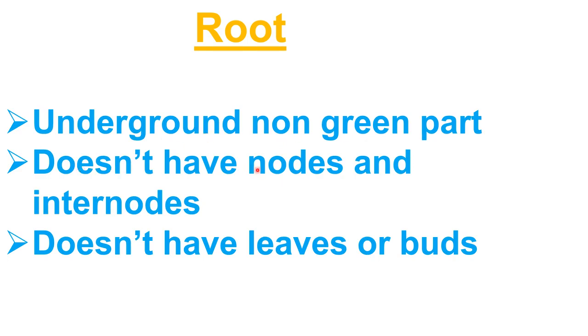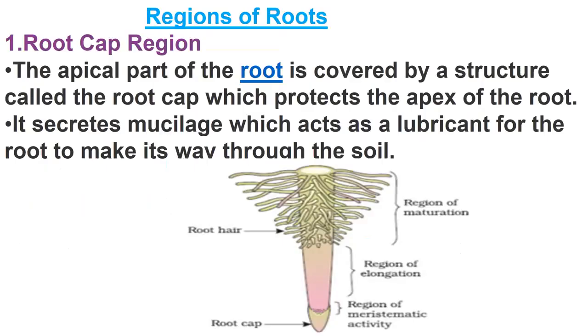And roots don't have nodes and internodes, right? Nodes and internodes are present on stems. So this is a characteristic feature of the roots. You can say roots don't have nodes and internodes. Also roots don't have leaves or buds, because leaves and buds are present on stems.